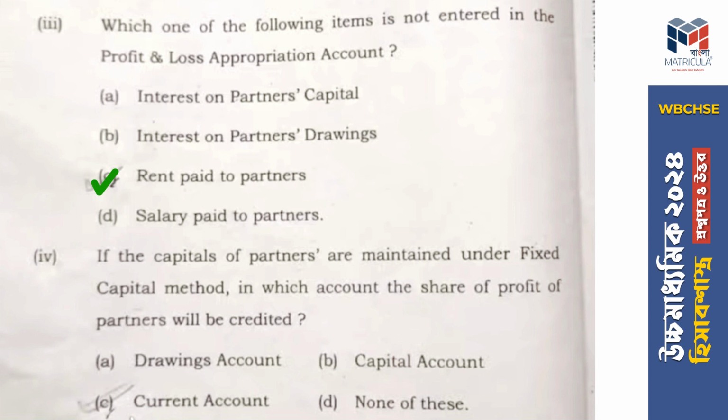Number 4, if the capital of partners are maintained under fixed capital method, in which account the share of profit of partners will be credited? Option A, drawing account, option B, capital account, option C, current account, option D, none of these. Right answer is option C, current account.